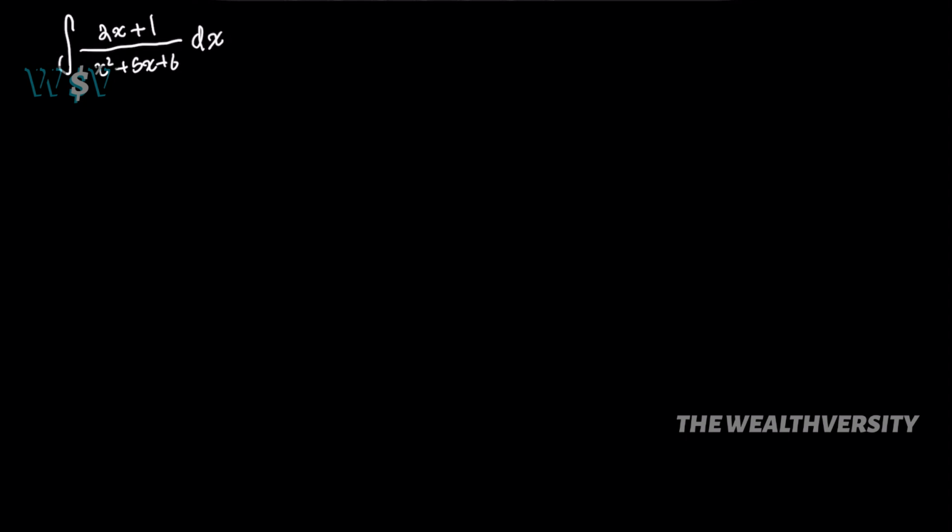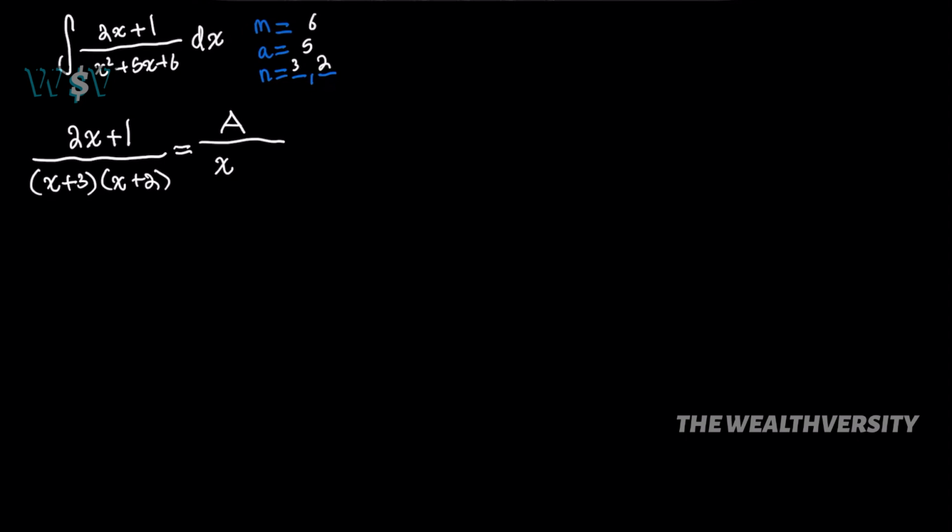The first step is factoring the denominator, which is a simple trinomial. So we need two numbers that multiply to 6 and add to 5, and these numbers are 3 and 2. So now our function will be 2x plus 1 divided by x plus 3 times x plus 2. Now we break the function into two parts since we have two roots, so we will have A over x plus 3 plus B over x plus 2. Now we will find A and B using a method called Grubby's thumb rule.